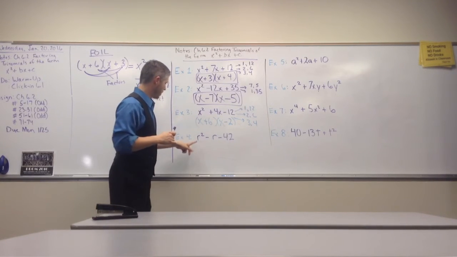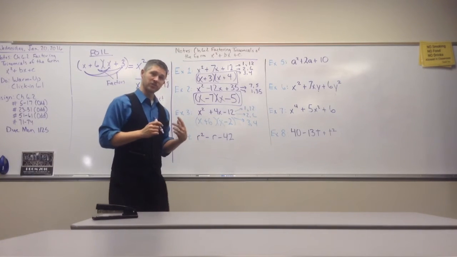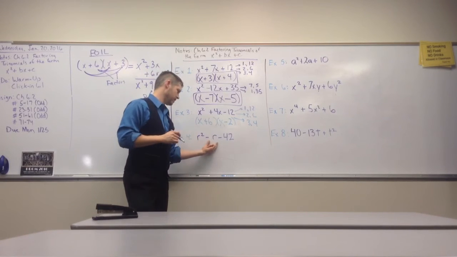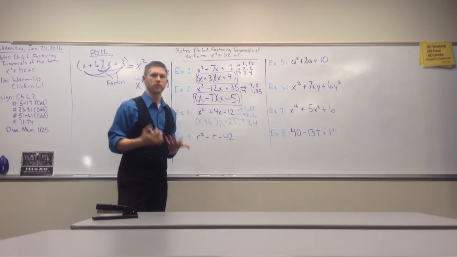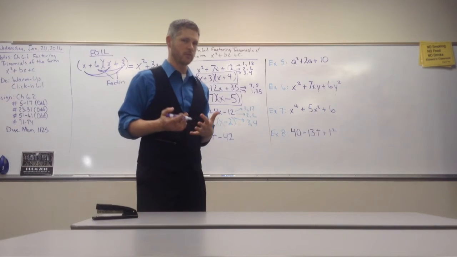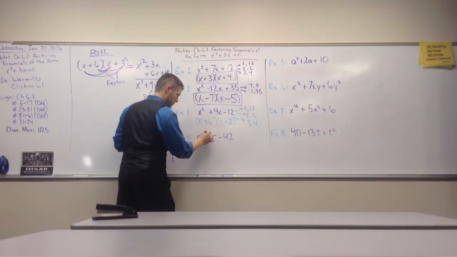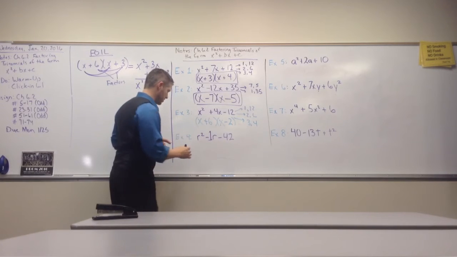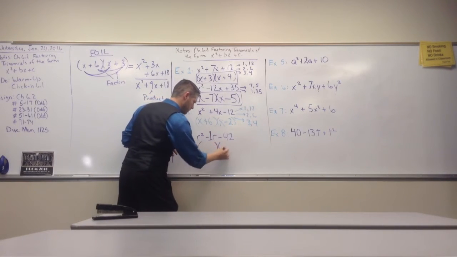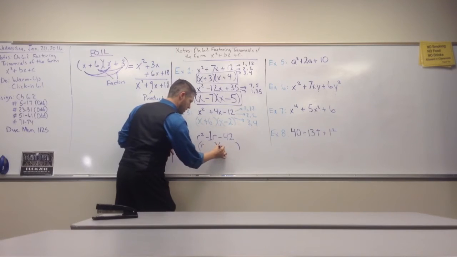Okay? One at the bottom. R squared minus R minus 42. The reason I included this one is because you're missing, in this case, a coefficient here. But if you remember, if you don't have a coefficient, what do you assume the coefficient is? It's going to be a 1. We have to assume the coefficient's a 1 here. So right there, I'll need a 1. That's your coefficient. So factor here. You got R and R.